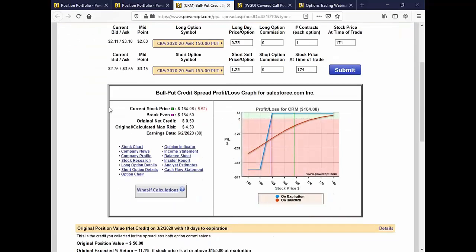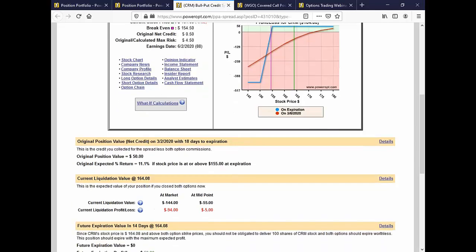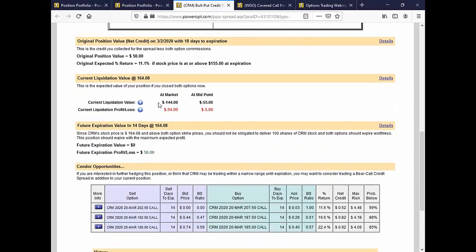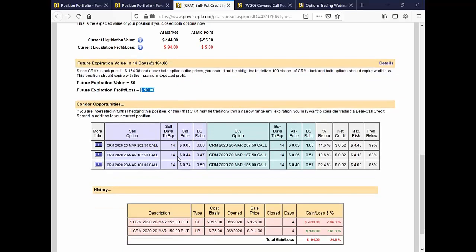Breakdown of my current position, my current liquidation gain or loss here at market or at midpoint, and my expected profit and loss if the situation stays there. Now, down below it does show some rollout opportunities. Since the stock recovered, Khokon, now your puts are out of the money. A way to hedge it, to lower the break-even to the downside, would be maybe to add an iron condor.